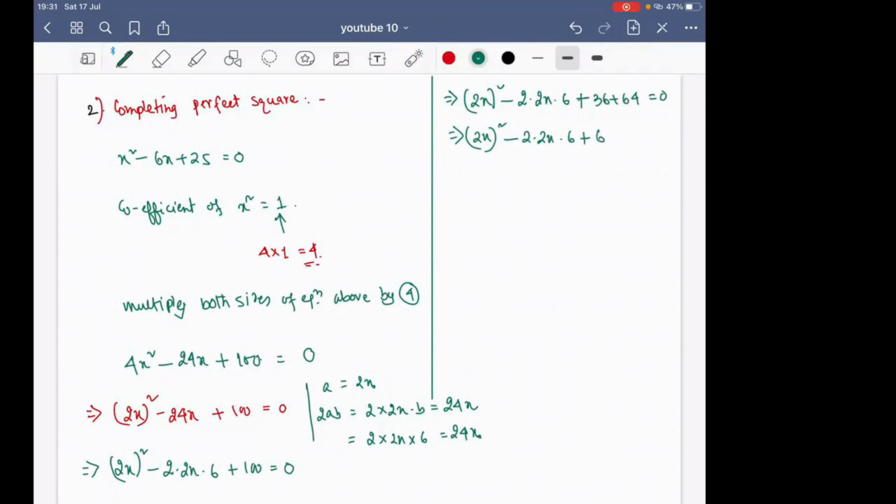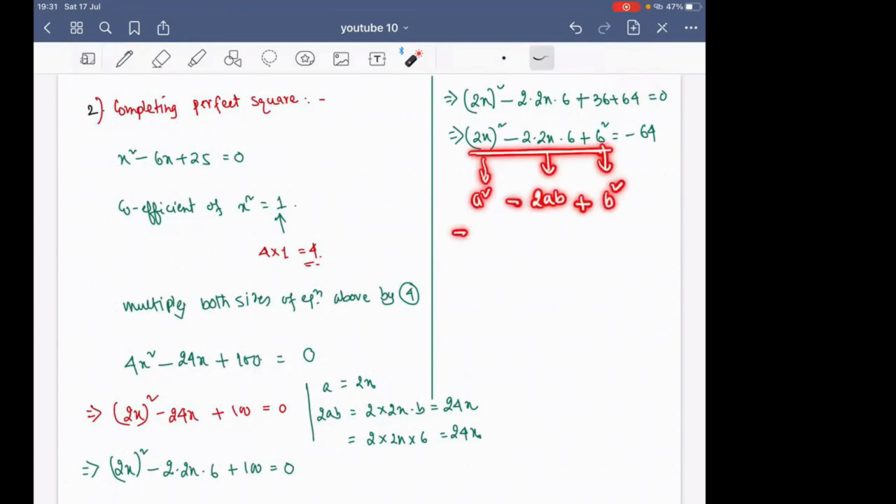36, we will put it as 6 square. And the 64 right here, you transpose this to the right hand side. So what will be remaining? We will have minus 64. Okay, now as you can see from this left hand side portion, it is exactly a square, twice ab, and b square. So we will change it into a minus b whole square, right?